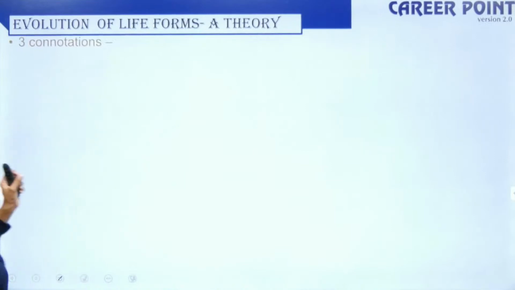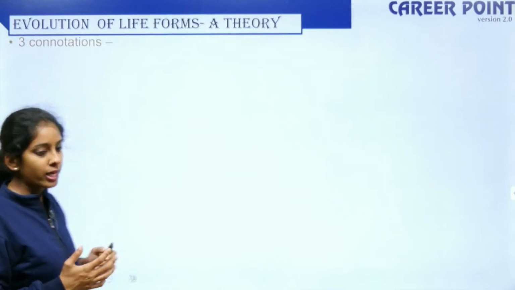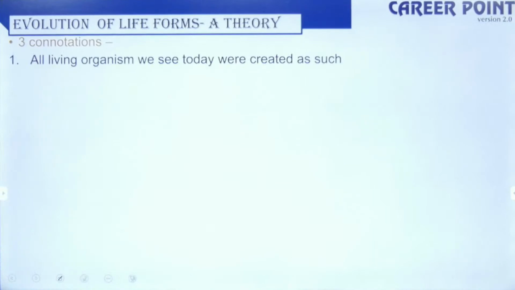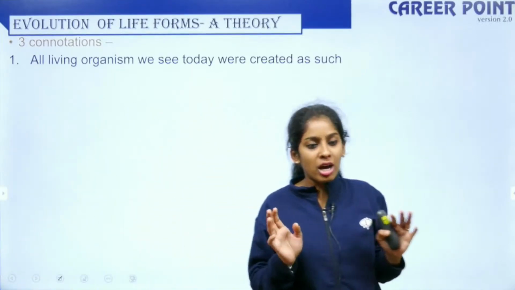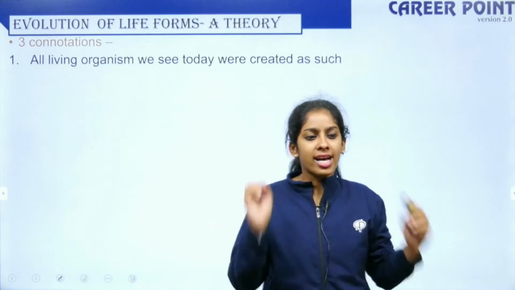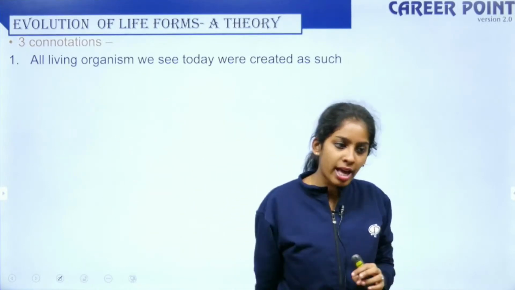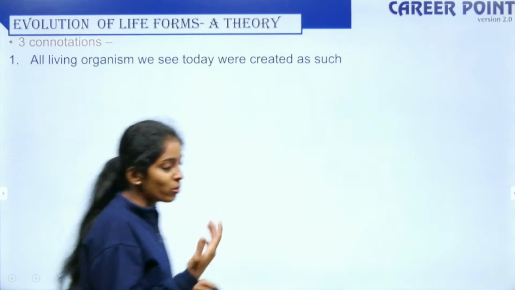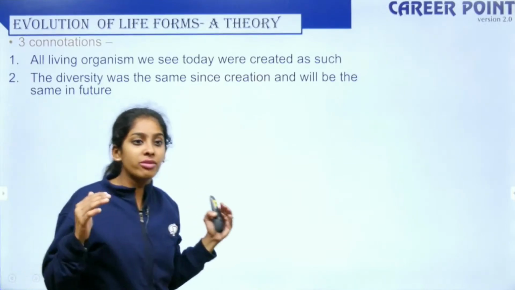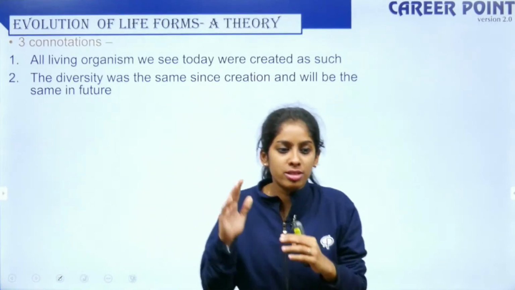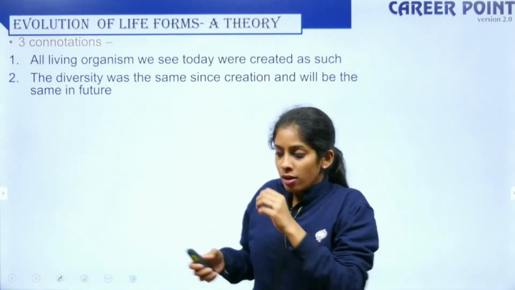So we had three connotations. Connotations means opinions. They said all living organisms we see today were created as such. So they say nothing evolved. Initially there was a goat, now you have a giraffe. So everything was created as such. God just threw them from the heavens. So that is what people believe. That was one of their opinions. Now opinion number 2: the diversity was the same since creation and will be the same in future. So we know we have a very rich diversity of living organisms on earth, right?